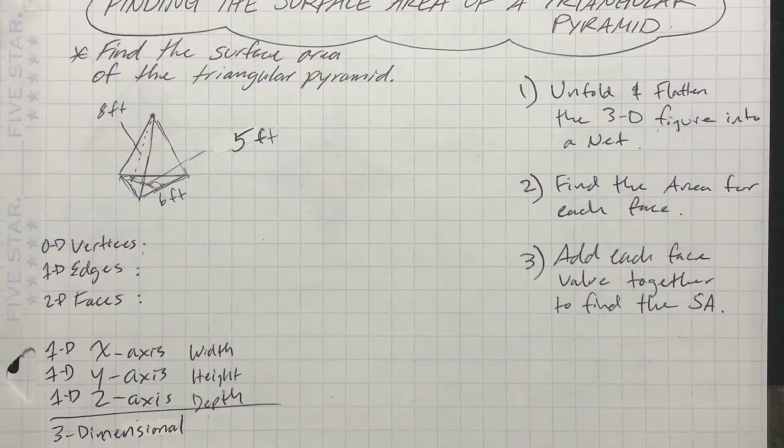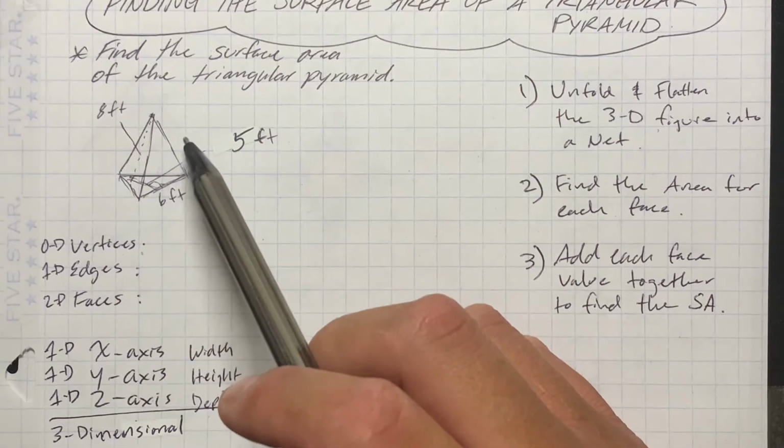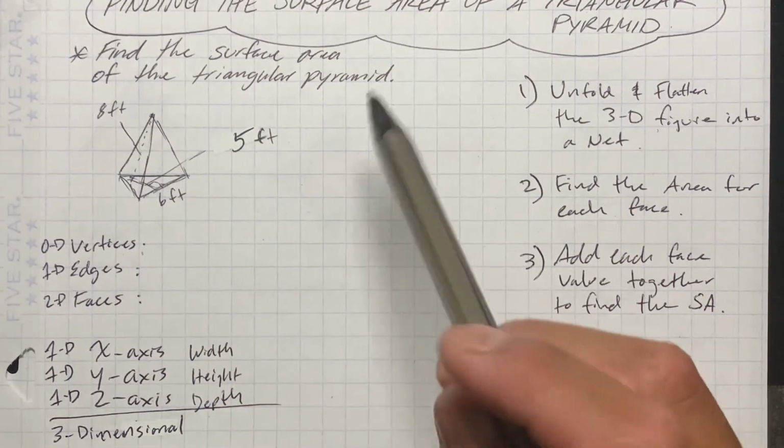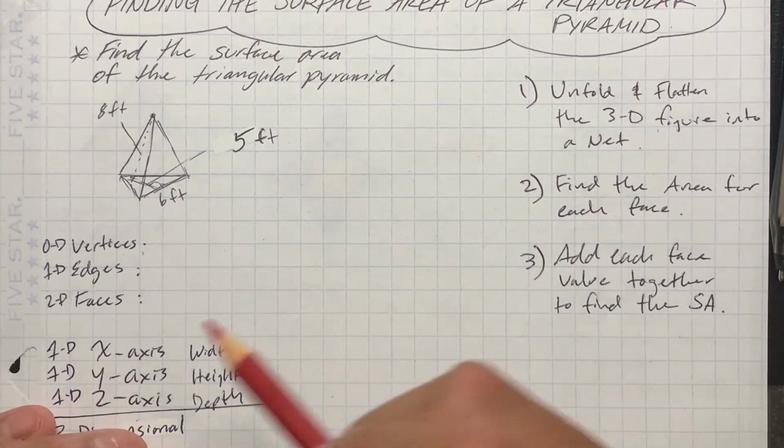All right, one more time. So we're going to find the vertices, edges, and faces of this three-dimensional figure, that triangular pyramid. So the first thing we're going to do is count all the zero dimensionals.